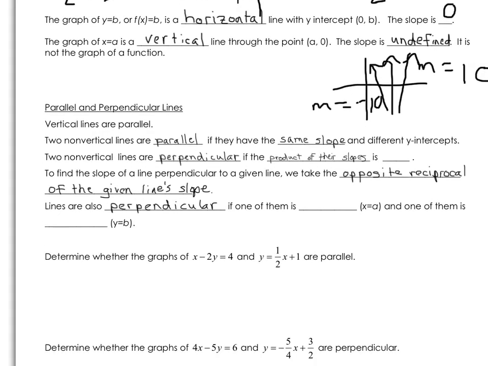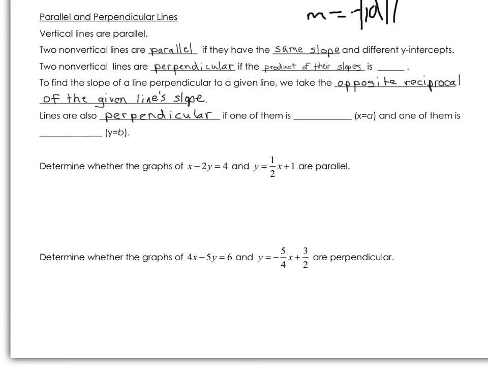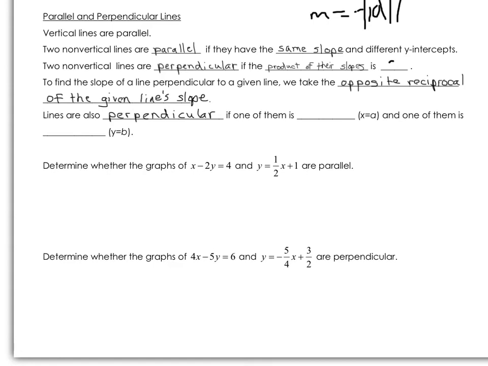So what about parallel and perpendicular lines? Vertical lines are parallel. Two non-vertical lines are parallel if they have the same slope and different y-intercepts. That makes sense. Two non-vertical lines are perpendicular if the product of their slopes is -1. To find the slope of a line perpendicular to a given line, we take the opposite reciprocal of the given line's slope. Lines are also perpendicular if one of them is, what's that hint? x equals a. What kind of line is that? That's a vertical line.